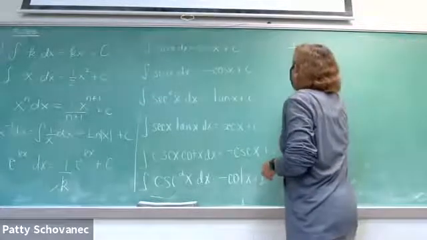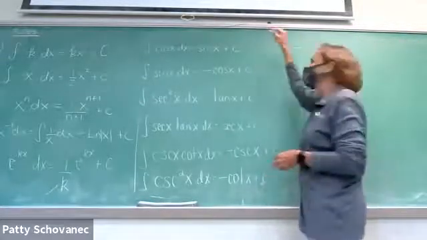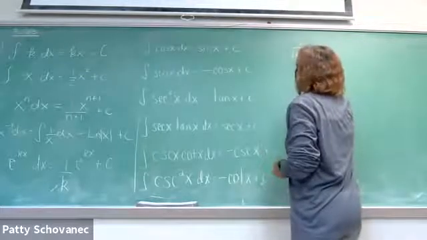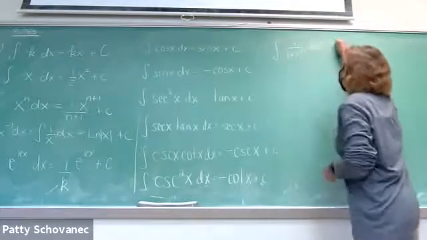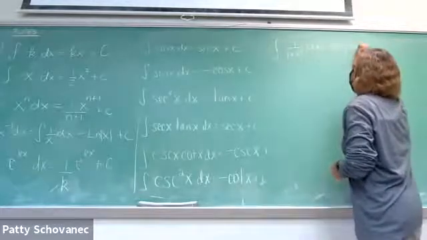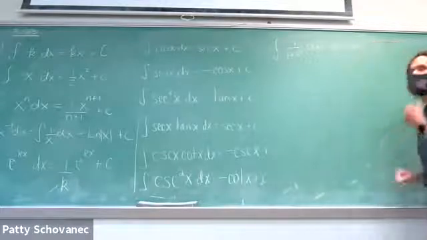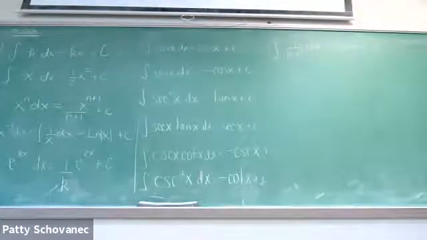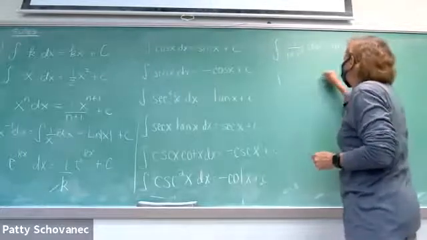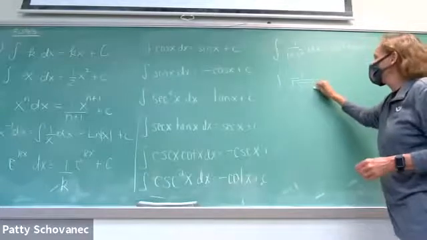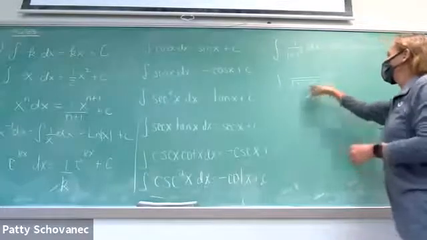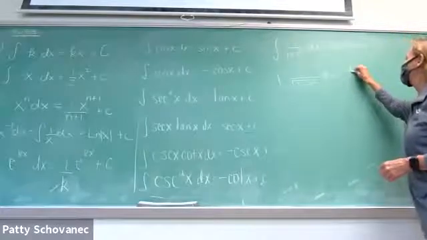One over 1 plus x squared. That is the derivative of a tangent, so the arctangent. So the antiderivative of that is arctangent. What's the derivative of an inverse sine look like? 1 over the square root, by the way, of 1 minus x squared. So if I see that in my integral, that's an arc sine.